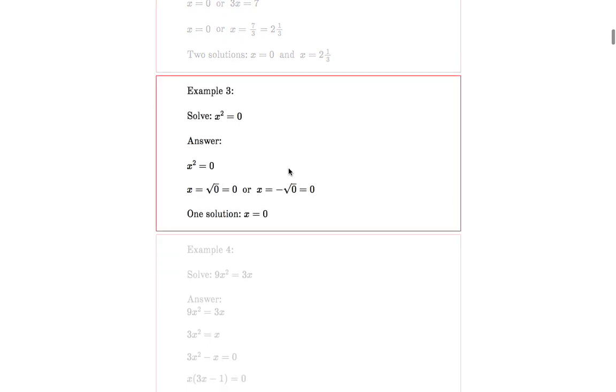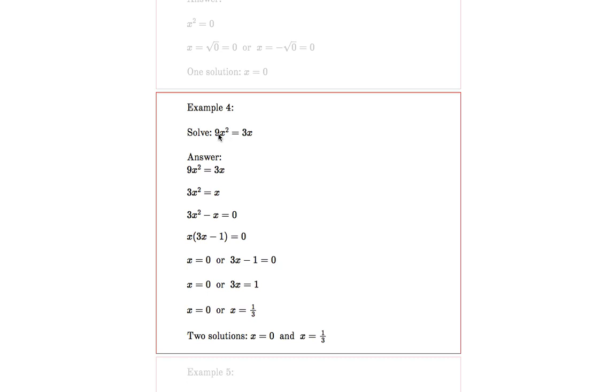Now we look at the simplest example of a quadratic equation you can think of. x squared is 0. So x squared is 0, we take the square root of both sides. We get x is the square root of 0, which is 0, or x is minus the square root of 0, which is also 0. So both solutions are actually the same solution. Both solutions are 0. So we just have one solution, x is 0.